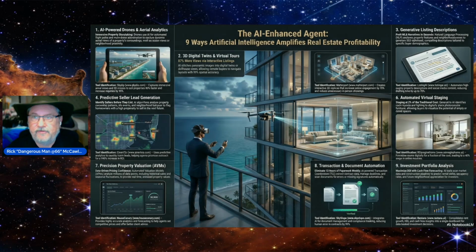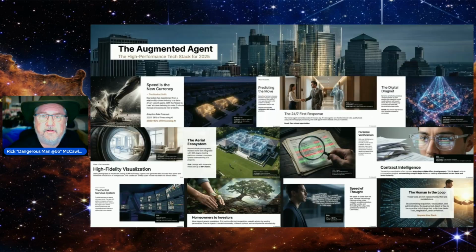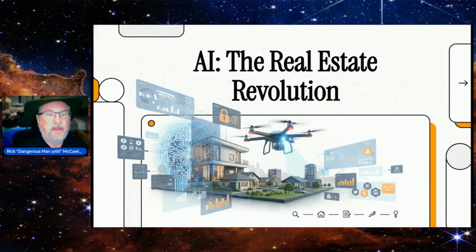Okay, so now I'm going to switch over, and this is kind of where we're headed. I just want to show you what I ended up with. So this is 9 ways artificial intelligence amplifies real estate. Here are the tools, each identified. That's how I got here, by starting with getting this information. So this is what your output is going to be. And this is a PowerPoint deck. This is 15 slides that talk about different things. And then I'm going to play this for you, and then we're going to stop sharing, and I'm going to go over.